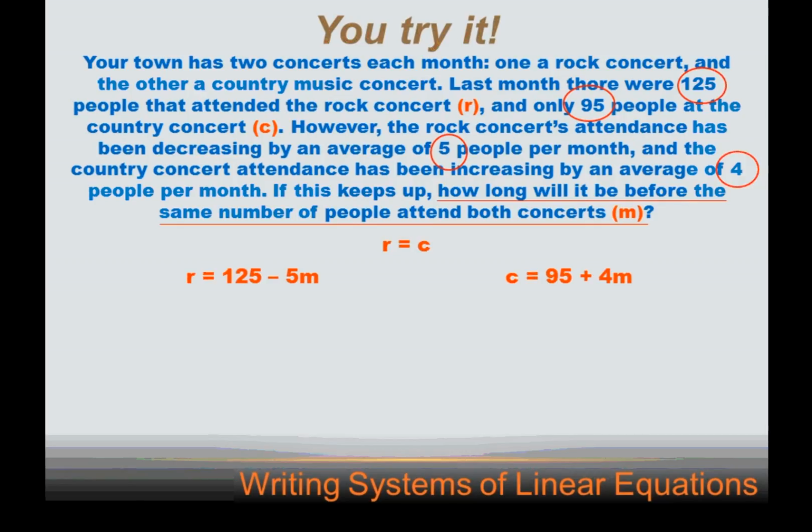Well, I want R to equal C. So I want 125 minus 5M to equal 95 plus 4M. And if I set it up that way, I can solve for M. And when I do that, I get M equals 3.33. In 3 1/3 months, the number of people attending the rock concert and the number of people attending the country concert will be the same.